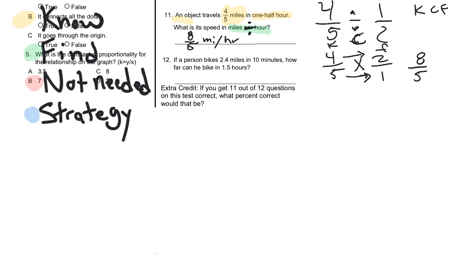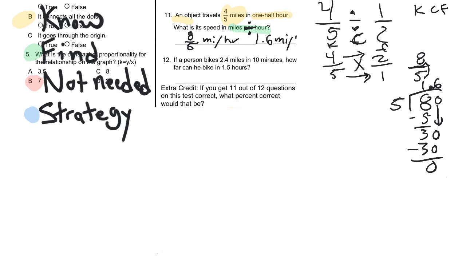if we wanted to finish this off and put it in decimal form, this is a division problem, right? So 5 goes into 8 how many times? So we go 1, which gives us 5. I subtract, I get 3. Okay, got to put my decimal point because now I've got to add a 0. 30. 5 goes into 30 6 times exactly. So 1.6. So the other option is 1.6 miles per hour.